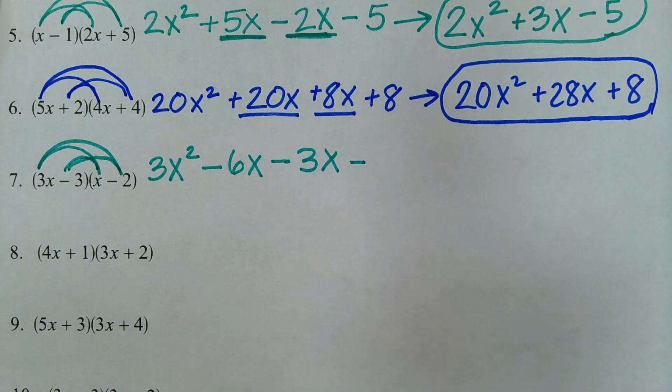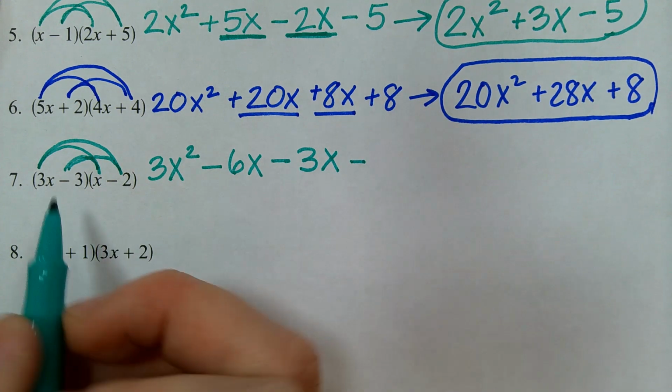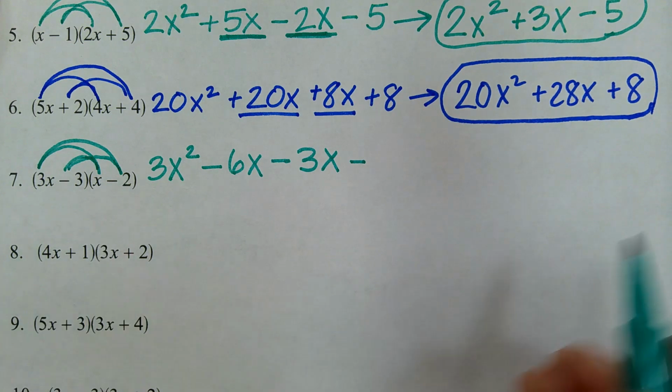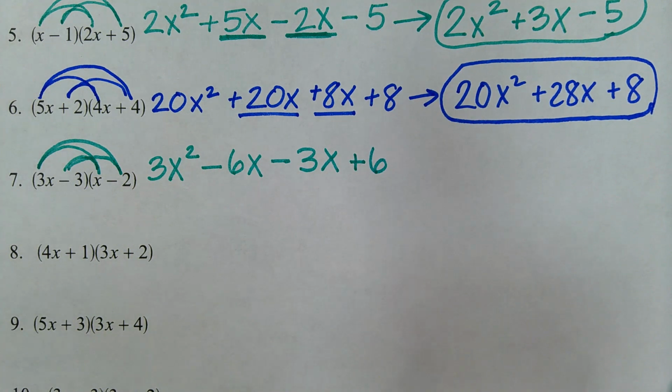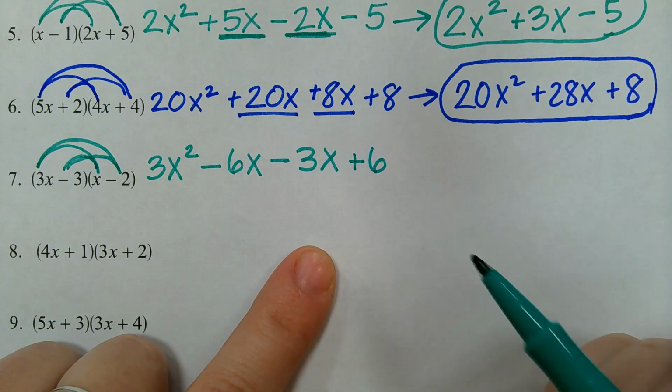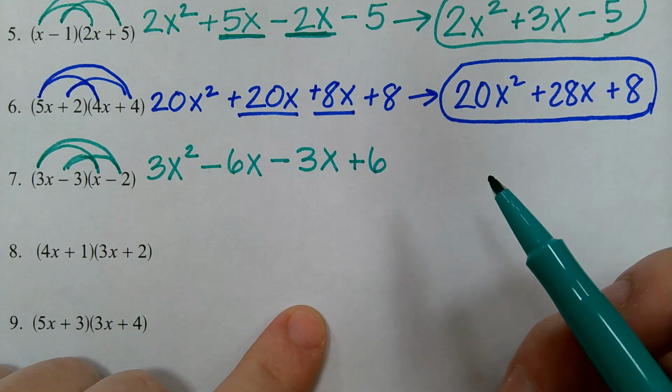Oh, not negative. I messed it up. A negative times a negative is a positive. Good job, guys. Plus 6. What do we do now?